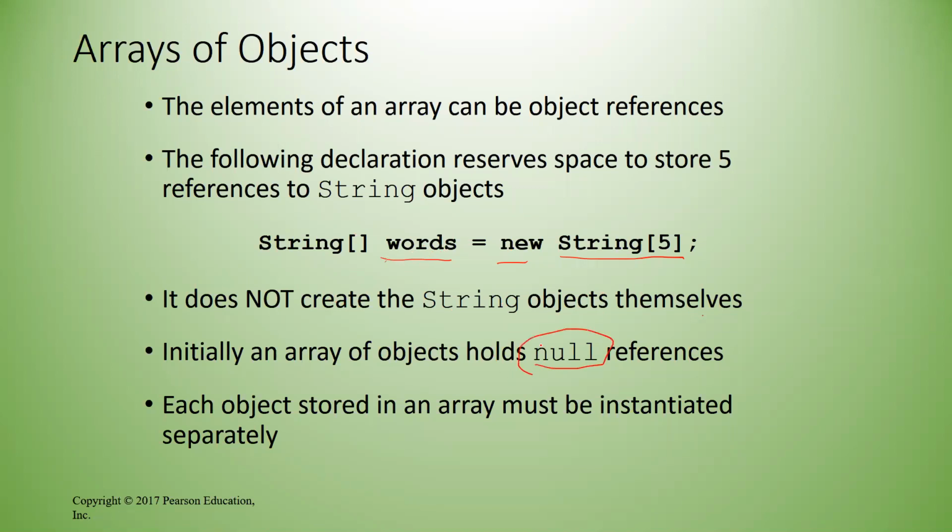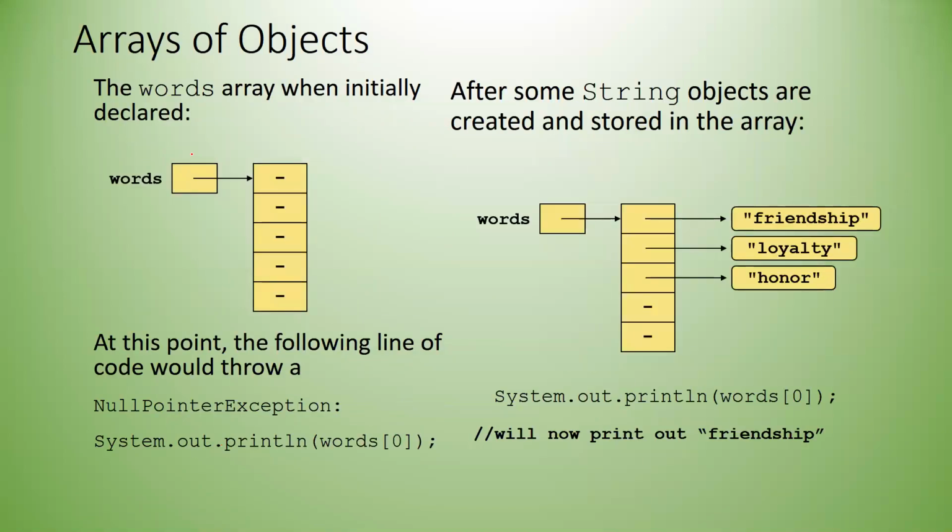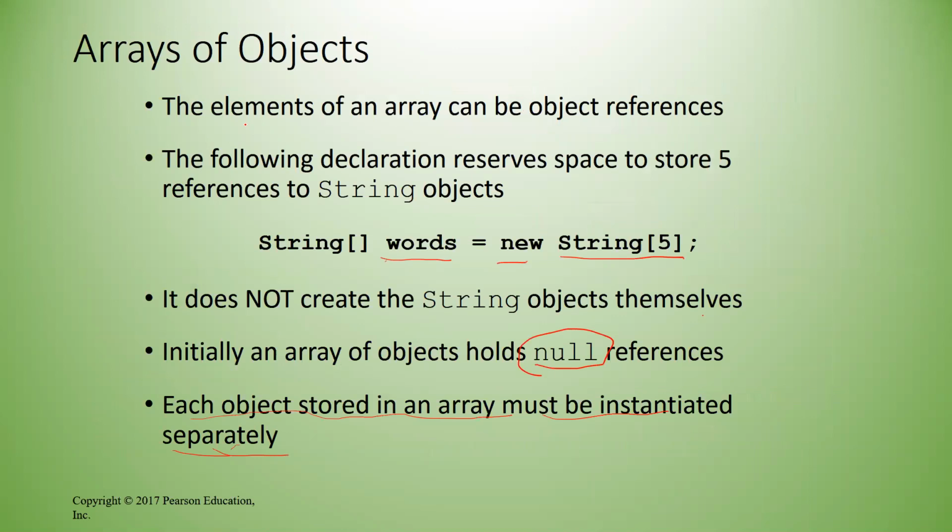Null means it doesn't have a reference yet. It doesn't have an address yet. It just creates those empty spaces for further use in the future. Okay, each object stored in that array must be instantiated separately. So let's look at this. This is when you declare the array, when you say String[] words = new String[5].